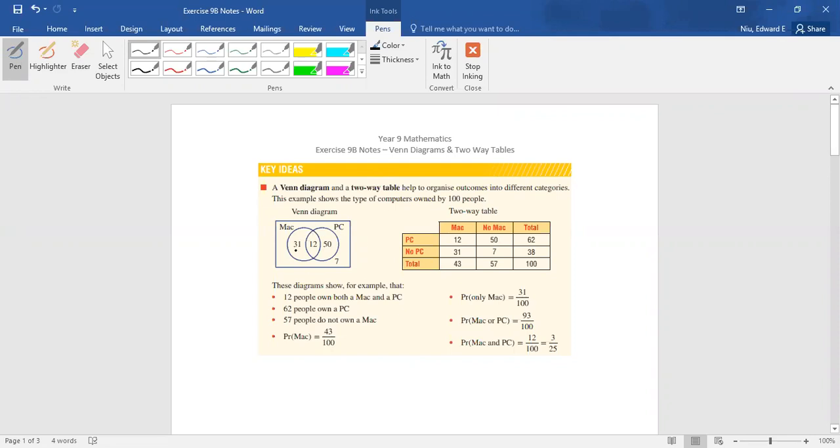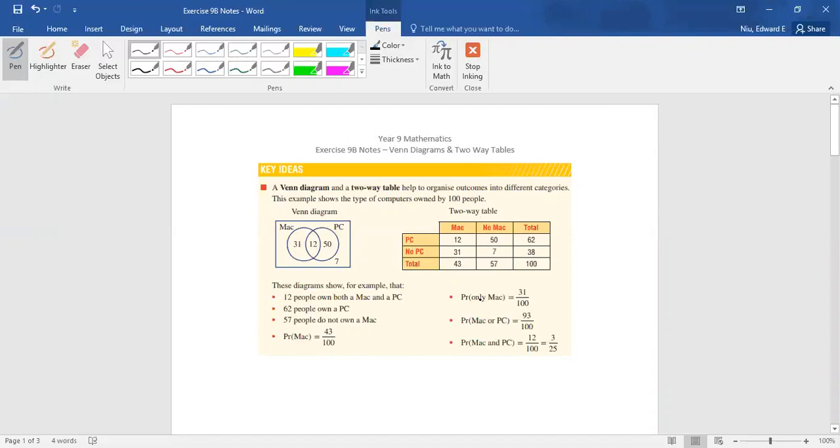On the left here in the key ideas we've got a Venn diagram. I'm sure you've seen these before, and not sure if you've done a two-way table in year 7 and 8, but essentially they represent the same thing. What you notice is the numbers in the Venn diagram are also in a two-way table. For example, the 31 we represent in the two-way table in the bottom left. Okay, so excluding the total rows and columns. Bottom left, we can see the 12 is where the Mac and PC is. 50 in the top right, and then the 7 on the bottom right.